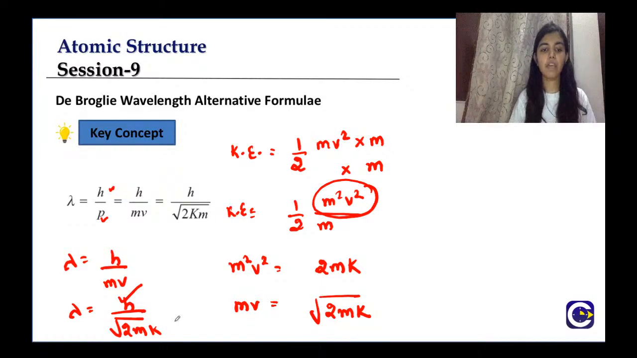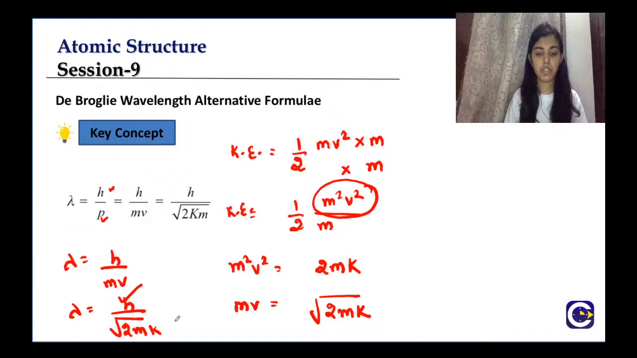Is it clear how we can write lambda equals h upon root 2mK? We will be solving some questions, so pay attention to these formulas and learn them by heart because they have a frequent appearance in examinations.